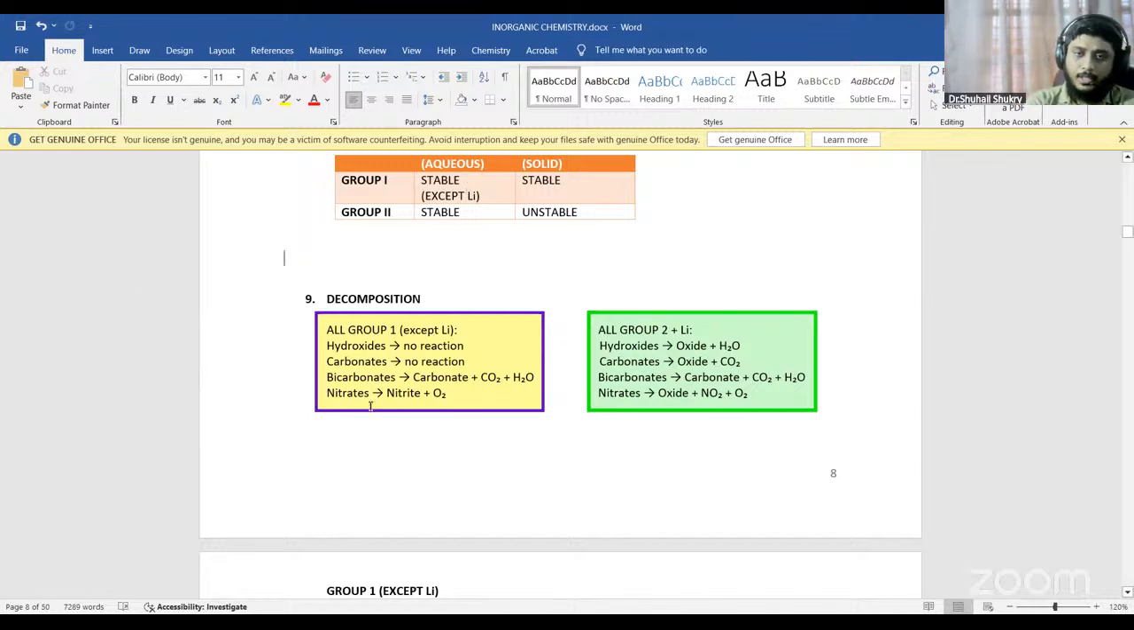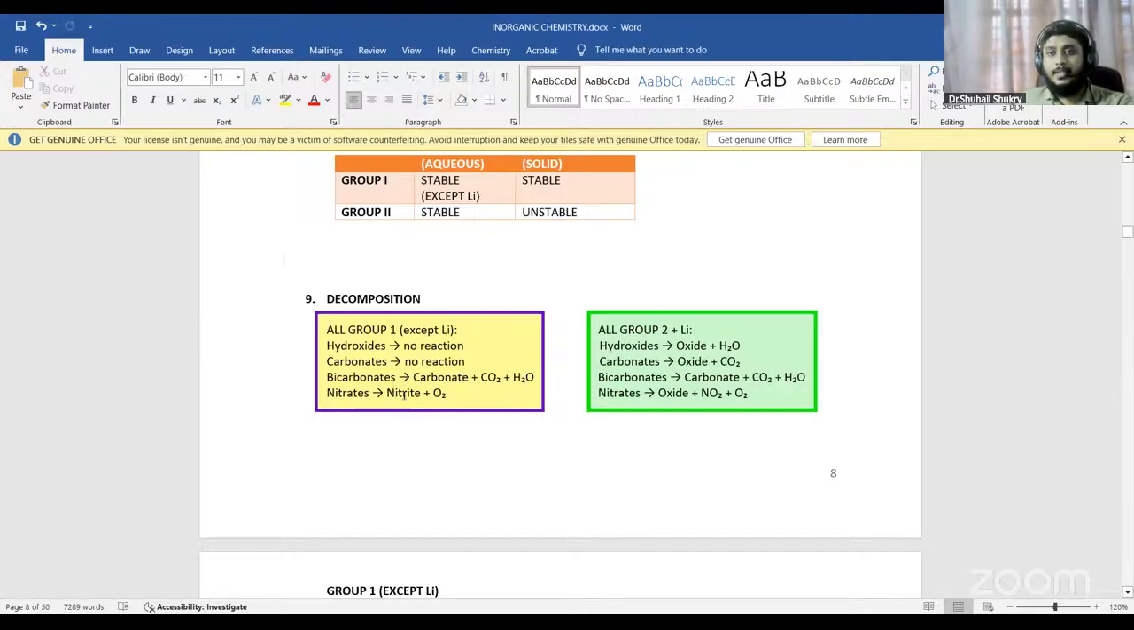Right, so we have to see the decomposition now. Decomposition means, when you are heating, what will happen? Normally remember, all group 1 except lithium. I said lithium is acting like group 2, that's why they have written except lithium. So all the group 1 hydroxides, when you heat them, no reaction. All the group 1 carbonates, when you heat them, no reaction. Bicarbonate, if you heat it, gives you the carbonate, carbon dioxide and water.